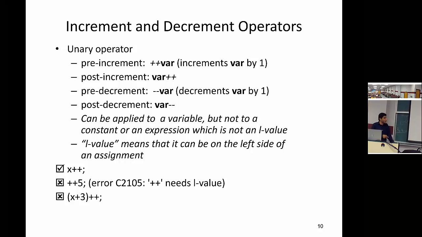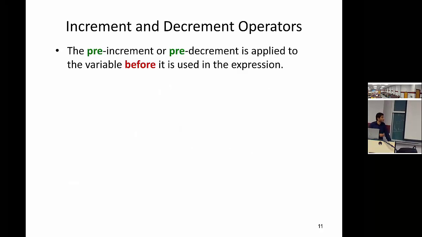But you also cannot write something like this. Why? Because this is again an expression. If you write this in the correct form, the detailed or verbose format, you'll say x plus 3 equals x plus 3 plus 1, which means there is an expression on the left-hand side of that assignment. Again, that's not possible because it's not a variable, right? So you must really have a variable that gets the increment.